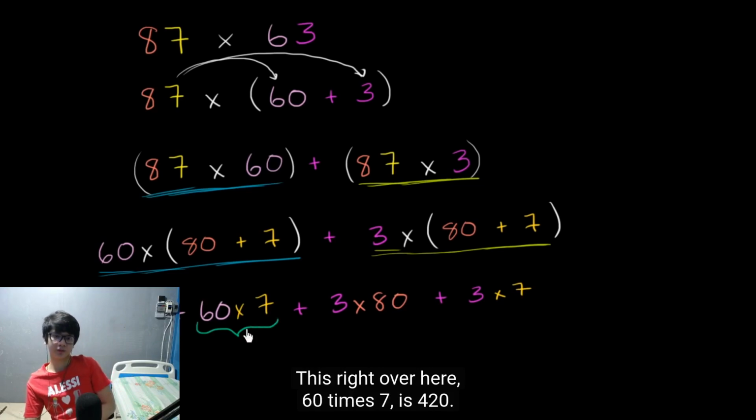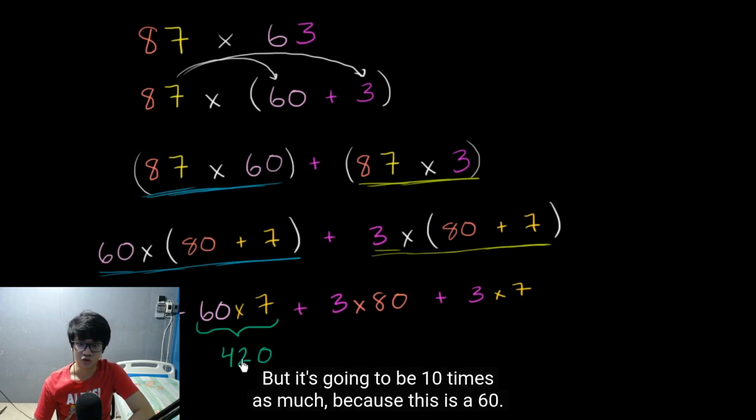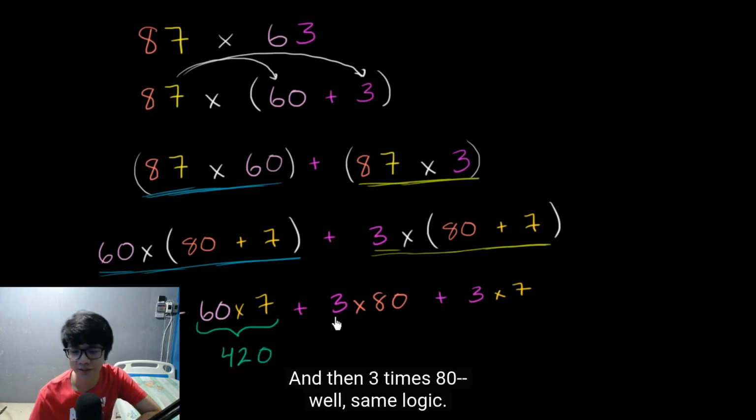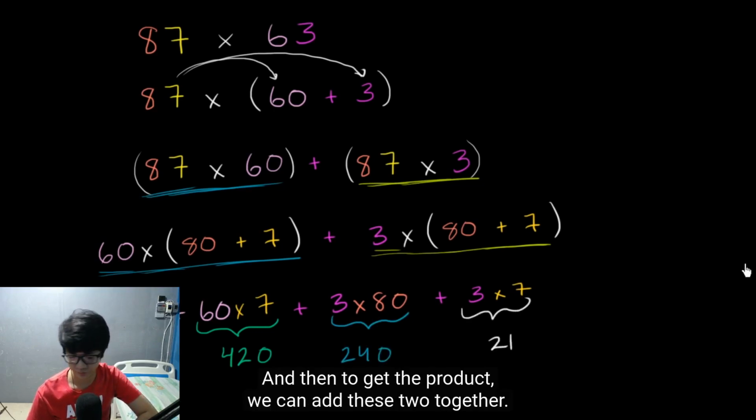This right over here, 60 times 7 is 420. 6 times 7 is 42, but it's going to be 10 times as much because this is a 60. And then 3 times 80, same logic. 3 times 8 is 24, so this is going to be 240. And then finally, 3 times 7 is 21. And then to get the product, we can add these together.